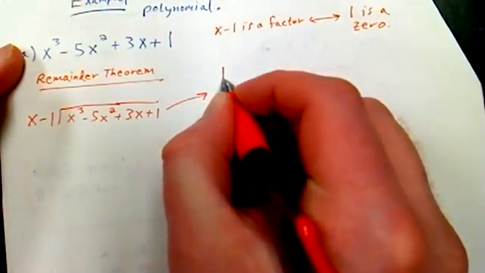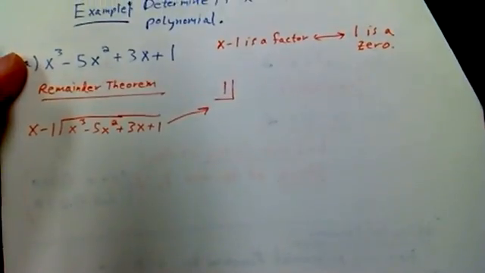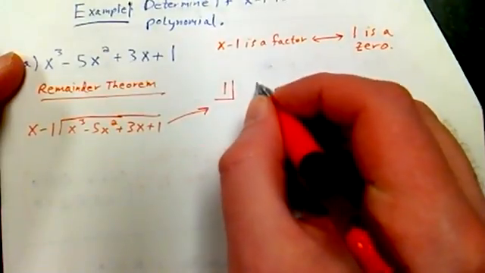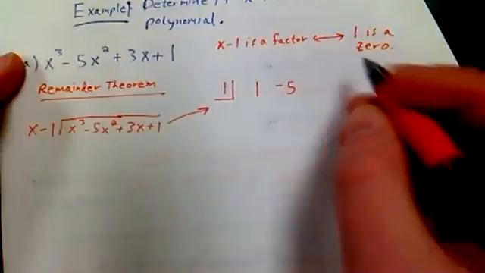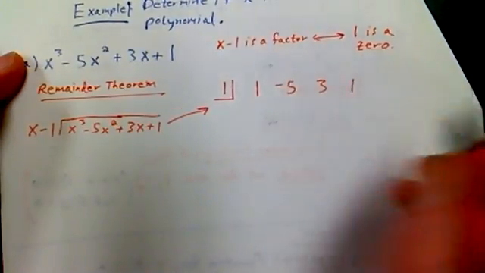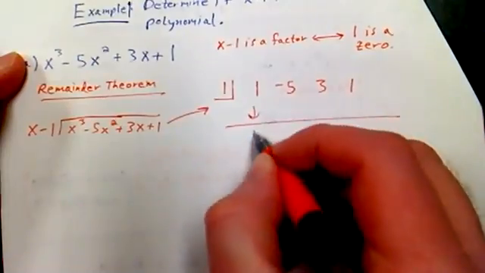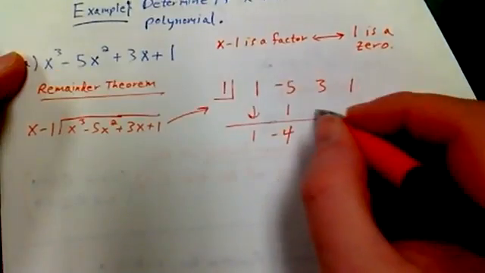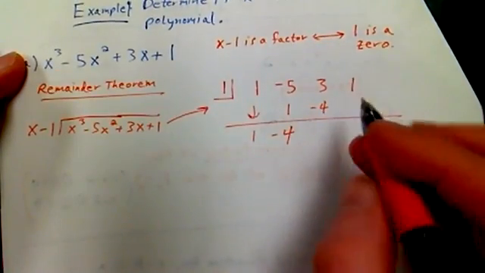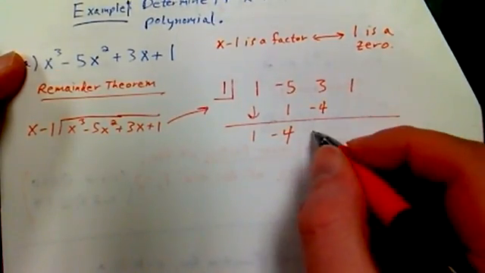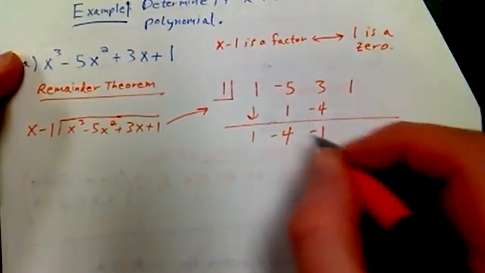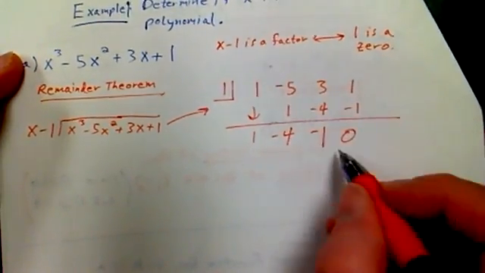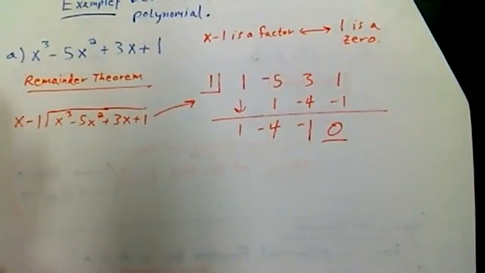So I take the 0 here, okay, and I'm going to take my coefficients here, just like we did in 3.2. Okay, so 1, negative 4, negative 1, 0. So question is, what did this 0 tell me?